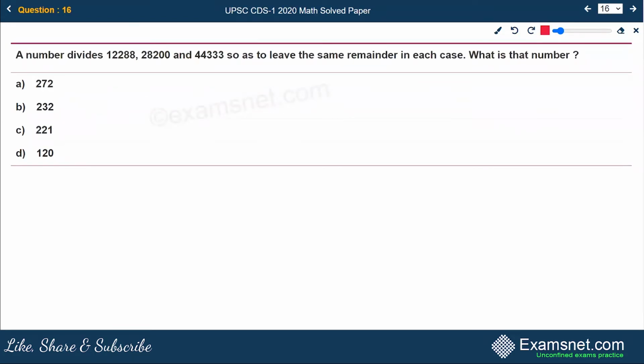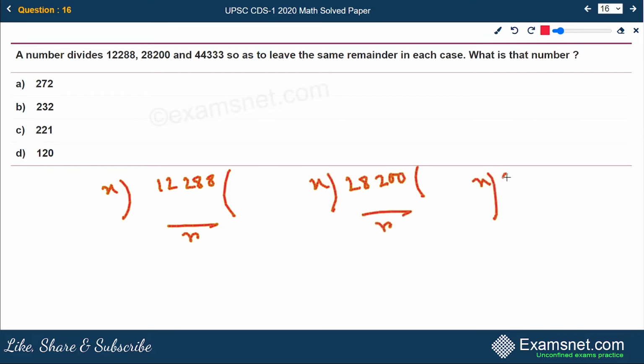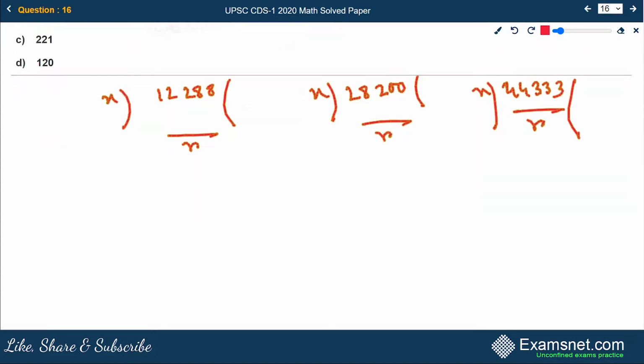In question number 16, we are given a number that divides 12,288, 28,200 and 44,333 so as to leave the same remainder in each case. What is that number? So what does it mean? Actually, if we divide these three numbers by, let's say, x, we will get the same remainder, let's say r. In each case, the remainder and the divisor are the same. That's what it states.